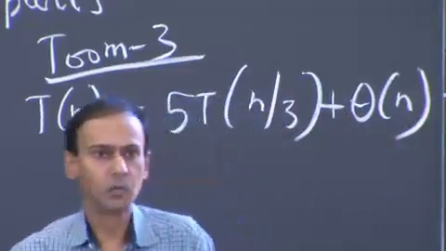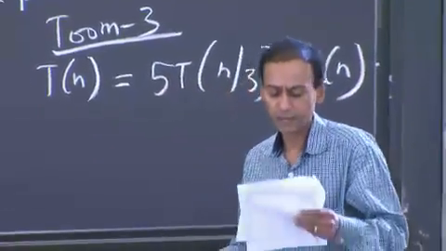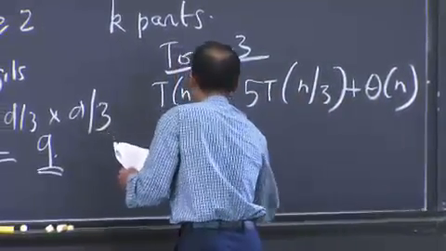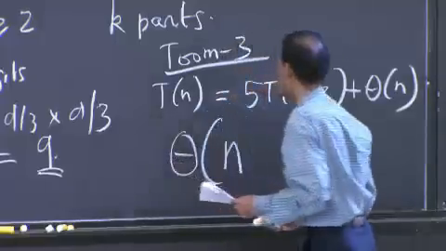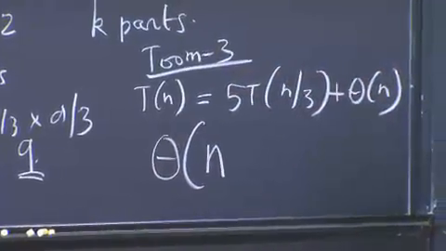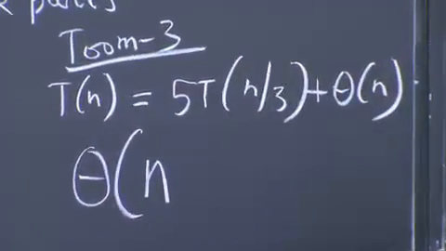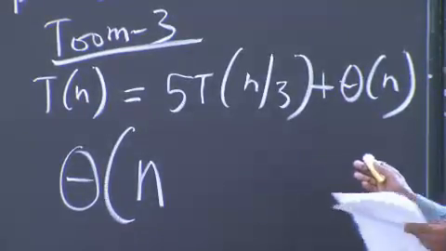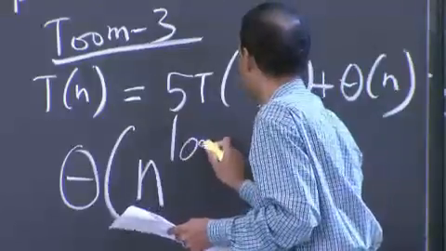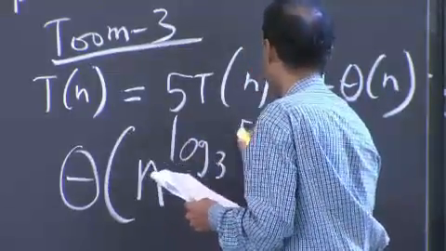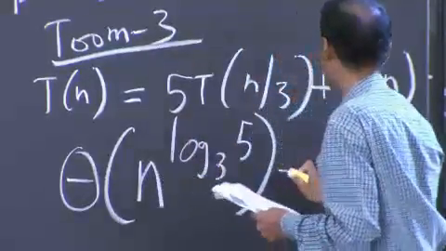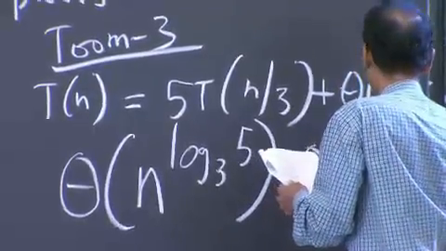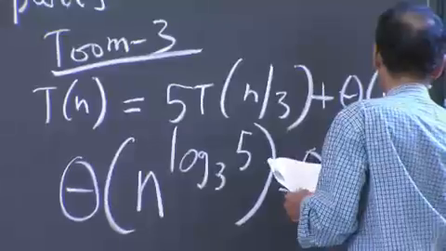Okay, so that's a win, and that ends up being theta of n raised to what? Someone, loudly? Log to the base 3 of 5. Okay, another irrational number, and this ends up being n raised to 1.465.